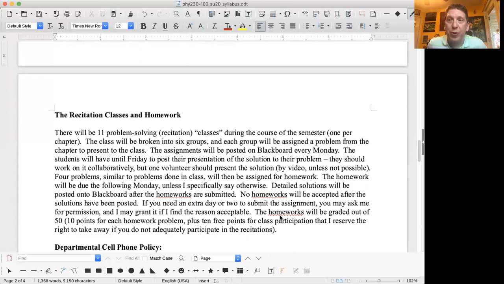I think that'll work for your benefit, and it'll give you the opportunity to interact with the other students in your class, which I also think will be to your benefit. But I think you'll learn more this way too. So it's going to be interactive. So there are going to be 11 recitation classes during the semester.